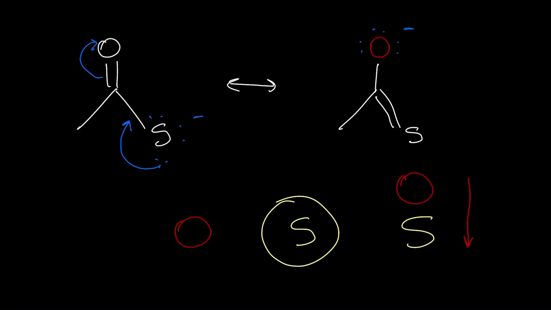If you have a negative charge, is it better for the negative charge to be spread out over a small surface area or a larger surface area? It would actually be better for it to be spaced out over a larger surface area, because that would make it more stable. It would make the negative charge more diluted. So therefore, it's better to put a negative charge on the sulfur. So because of that, this is going to be the more stable resonance structure.